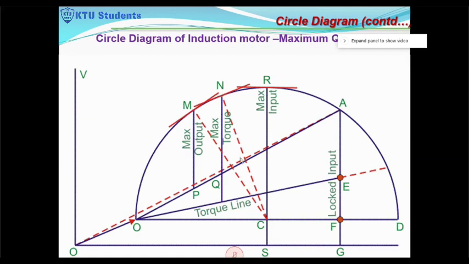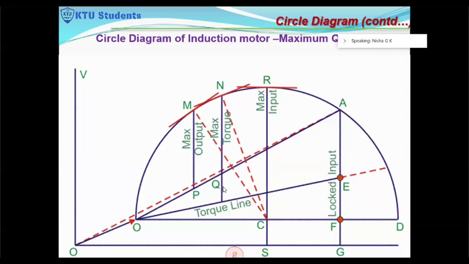What you have to do is take from the center, draw a line perpendicular to the torque line and extend it, and that will meet at a certain point on the line that we have drawn parallel to the torque line. And then you have to draw a vertical line to the torque line. You will get the maximum torque. You can measure the distance and convert it.